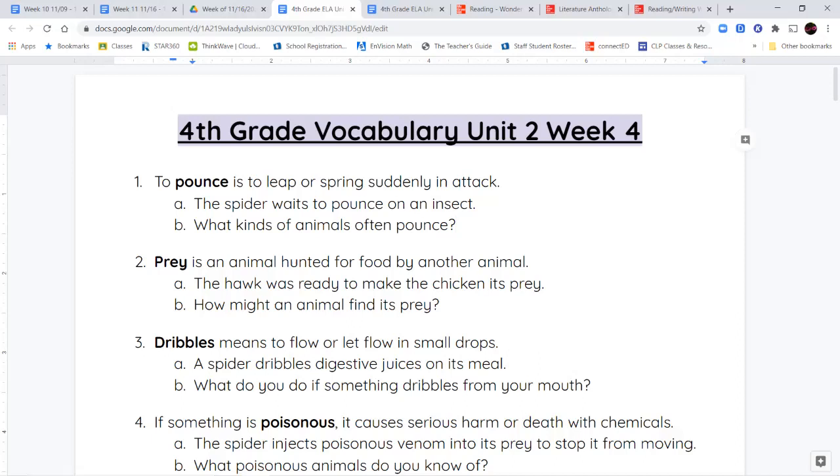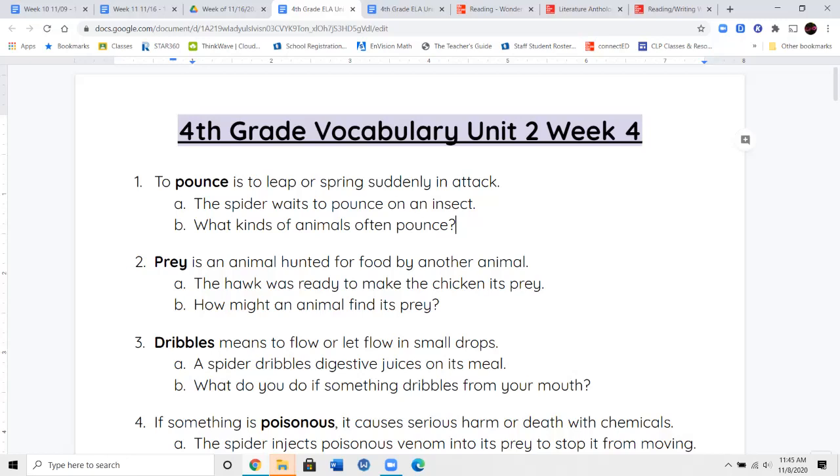Prey, P-R-E-Y, is an animal that is hunted for food by another animal. So the deer is the prey of the lion. So prey means the animal that's being hunted by another animal for food that gets eaten.